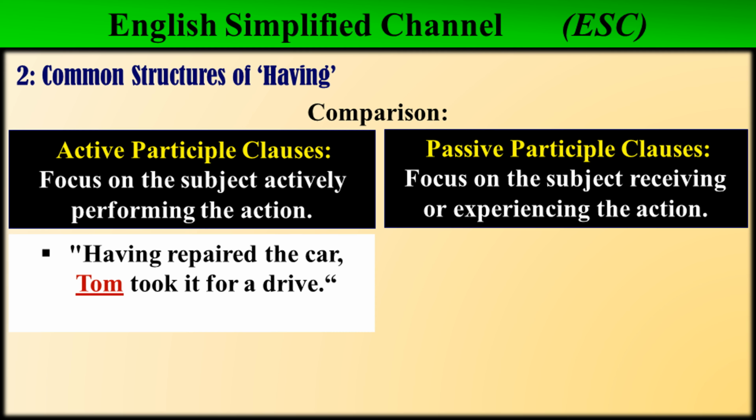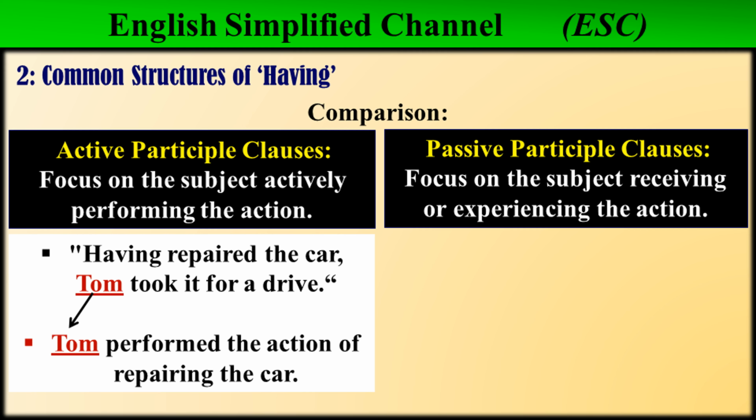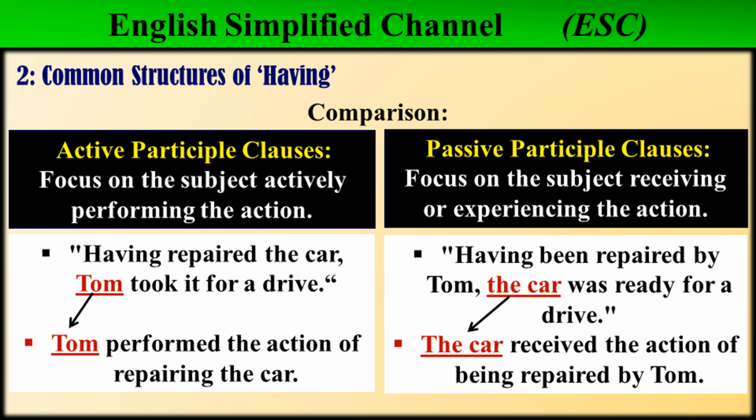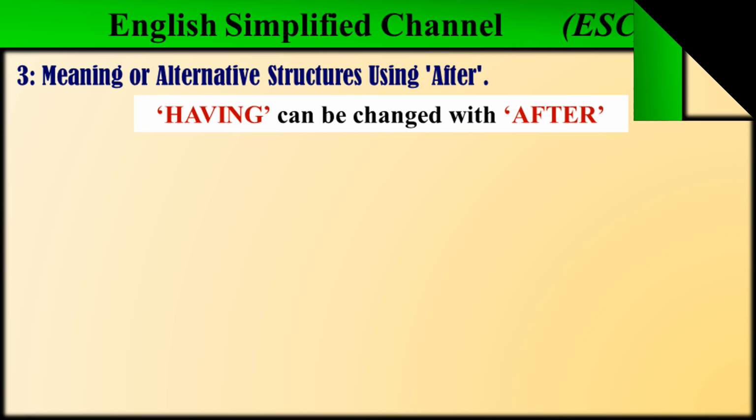Example comparison. Active: having repaired the car, Tom took it for a drive. Explanation: Tom performed the action of repairing the car. Passive: having been repaired by Tom, the car was ready for a drive. Explanation: the car received the action of being repaired by Tom. You get it, don't you? Well, let's continue to Section 3.